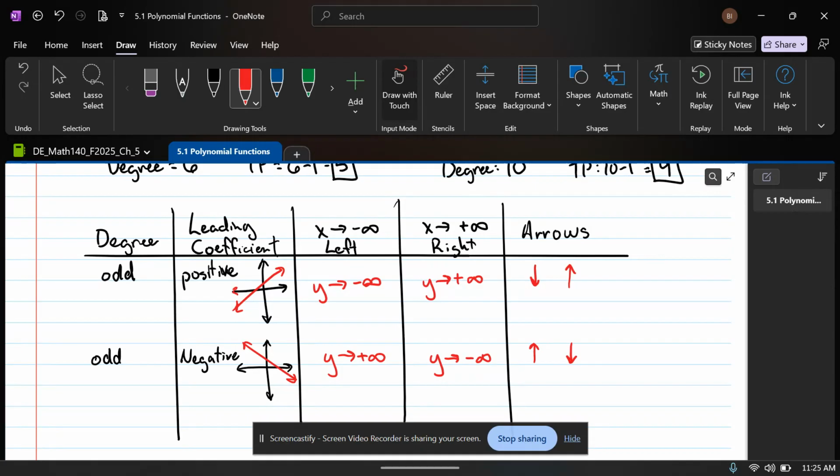Notice how the ends of odd degrees go in opposite directions. Odd, opposite, O and O. How's that together? Pretty simple.